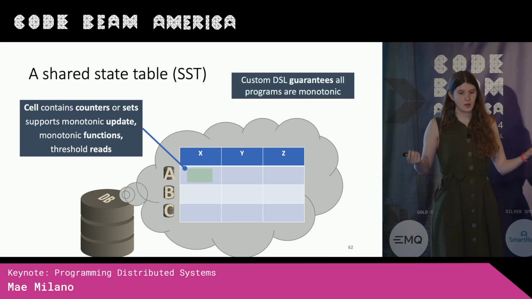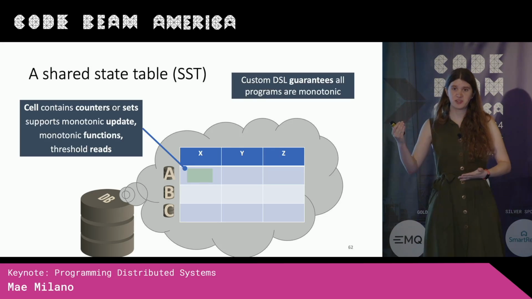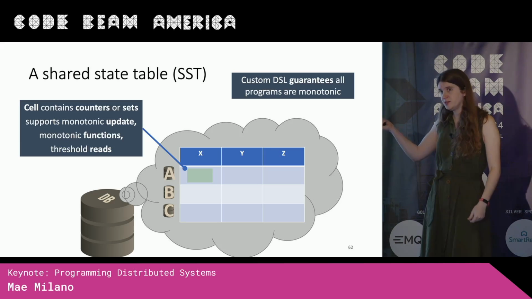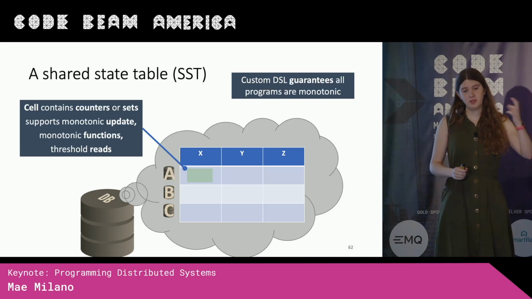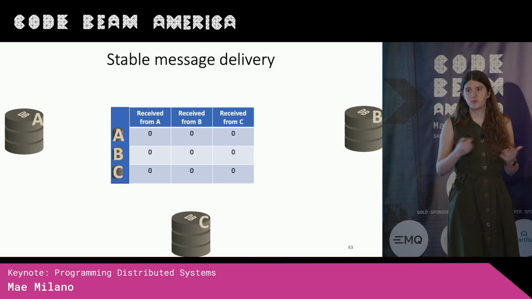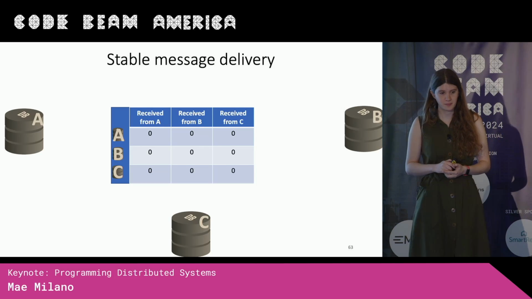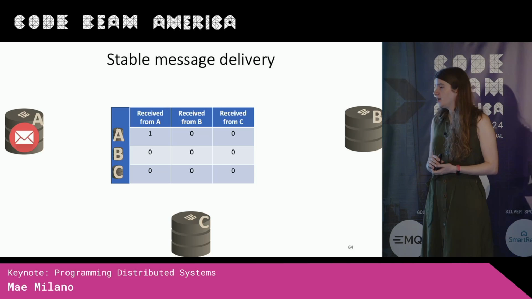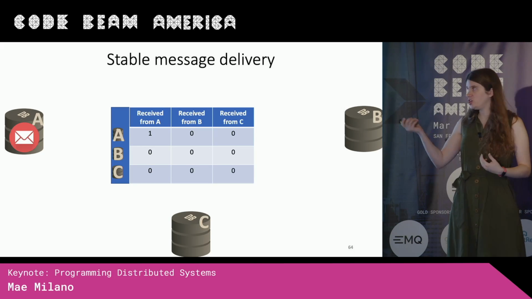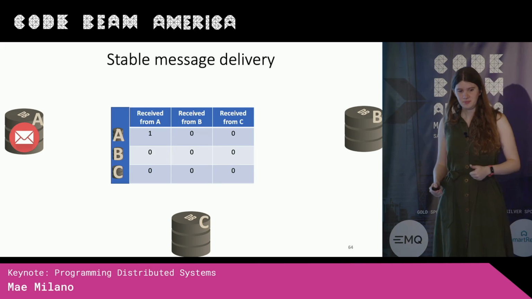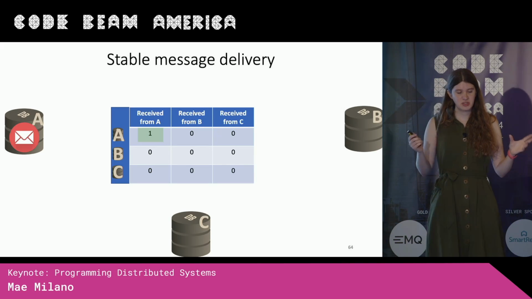Okay. We've also built a custom DSL on top of this table to enforce this monotonicity property, that you can only actually inflate the values in the cells, and you can only read them by doing threshold comparisons or other monotonic functions on them. Let's use this table now to re-implement our stable message delivery. So we're going to start with the message on machine A. And of course, what will immediately happen is that machine A will believe that it has received a message from itself. Excellent. Now we'll send that message to machines B and C.